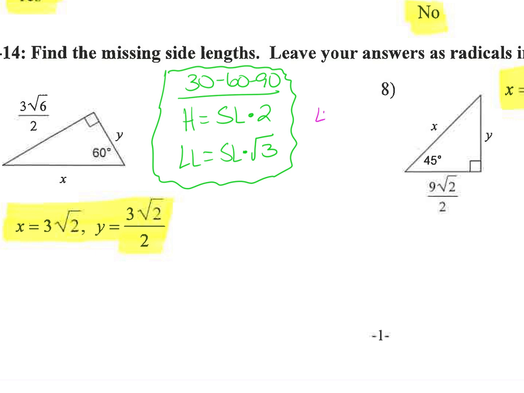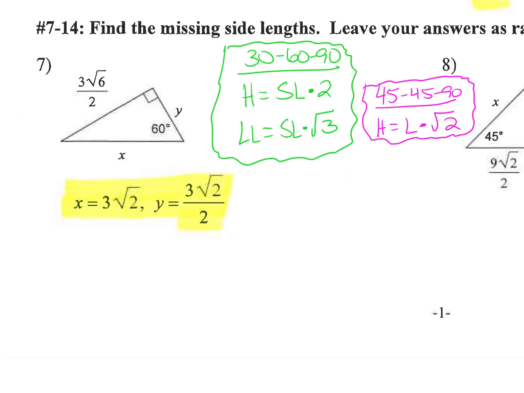But then the 45, 45, 90 was hypotenuse. Hypotenuse is equal to leg times square root of 2. Okay, it just had one formula.